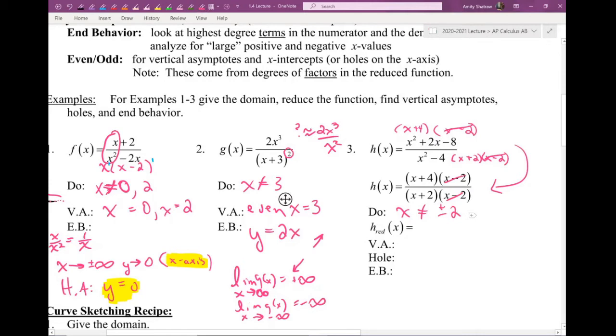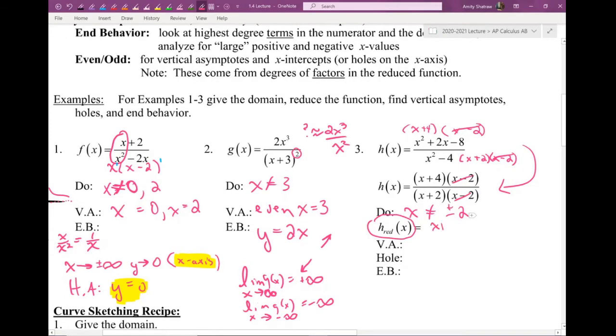And then what does my function look like when it's reduced? That's what this means, by the way. He's like, hey, what does your function look like when it's reduced? Okay, well, let's say then that it looks like x plus 4 over x plus 2. And if I'm trying to figure out where the vertical asymptote is, I know that it's not where I removed a hole. So the hole is at x equals 2, which means the remaining number, -2, that's where my vertical asymptote is.